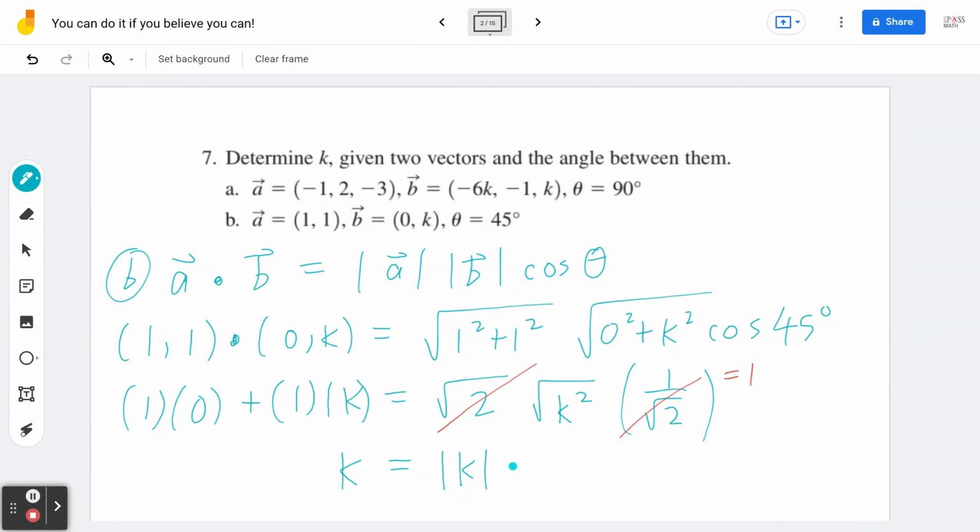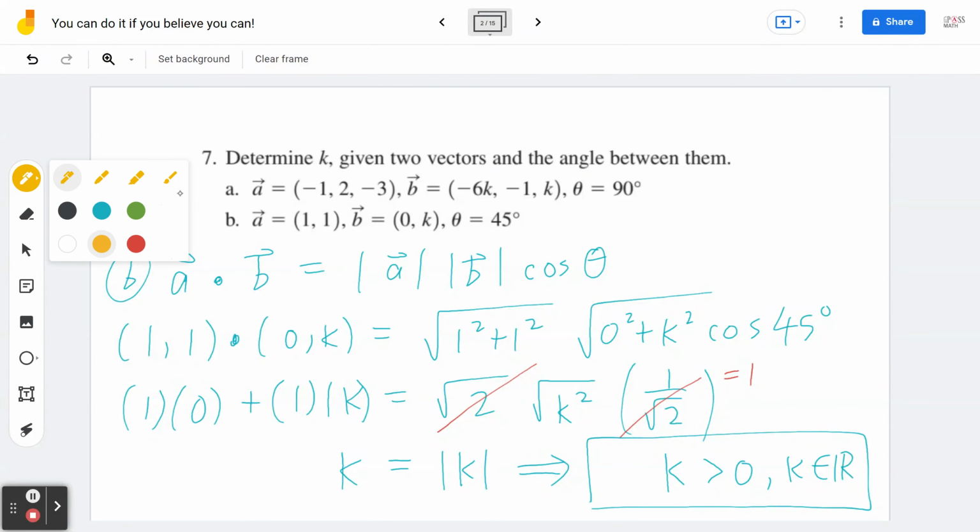Now, the question is, what is the answer? If k equals the absolute value of k, well, in general, you're thinking k must be greater than or equal to 0. But realistically speaking, in this example, k must be positive. So there are infinitely many solutions as long as k is greater than 0, where k is an element of the real numbers. Now, let me explain this.